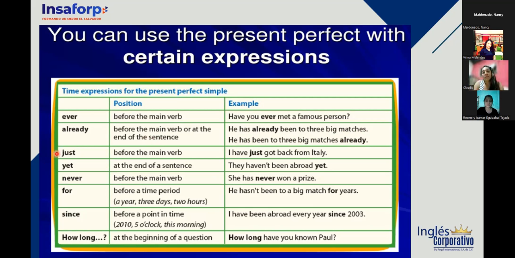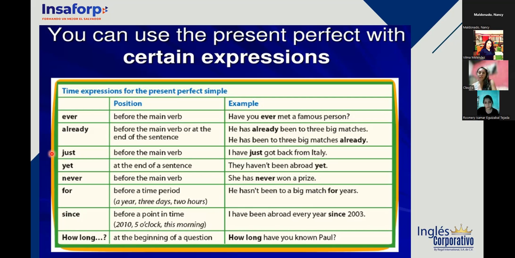Let me see, Vilma, can you please help me with the part of just? Yes, just before the main verb. I have just got back from Italy. Okay, so in this case, just means like acabar de. So when I say, I have just got back from Italy, it's like if I say, acabo de regresar de Italia. So I have just got back from Italy.